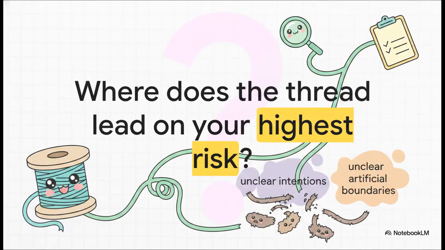So I want to leave you with this one thought to chew on today. If an auditor walked in and pulled the thread on your highest environmental risk right now, where exactly would it lead? Would it lead to a clear, measurable objective and tight operational controls? Or would that thread just snap, breaking off into vague intentions and artificial boundaries? It is definitely worth taking a hard look into your own EMS traceability today.